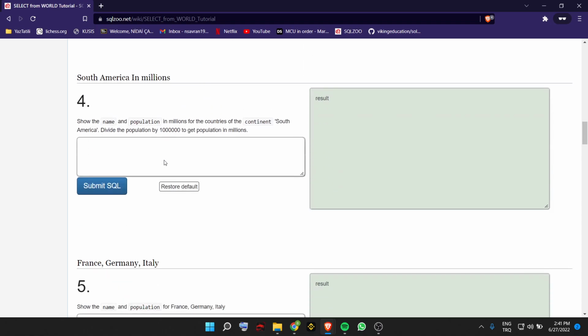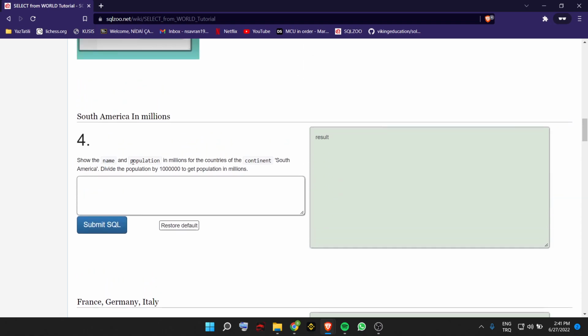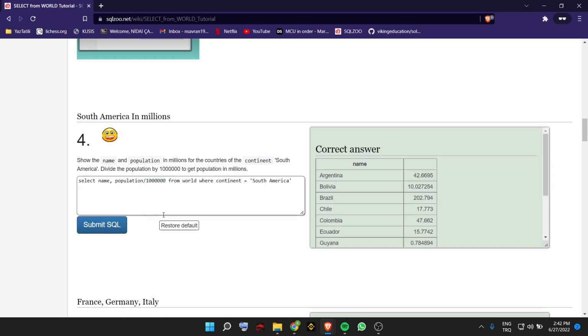Show the name and the population in millions for the countries of the continent South America. Select name and population. It says in millions, so I have to divide it by a million, from world, where continent is equal to South America. Oh, what did I do? Okay, it should be correct.